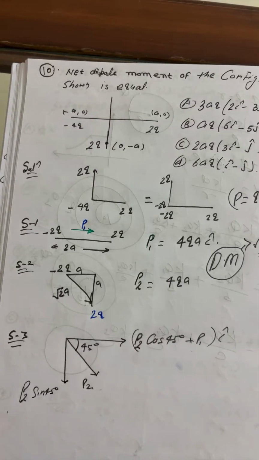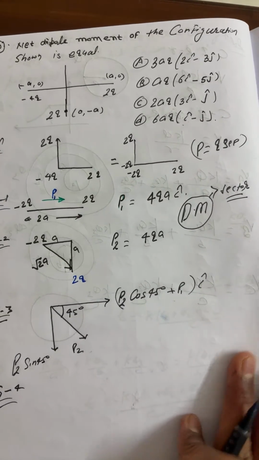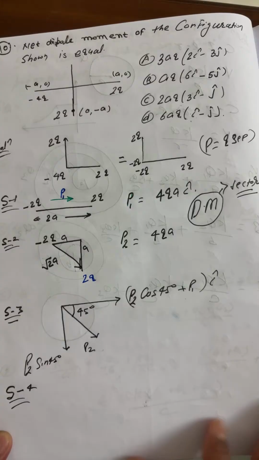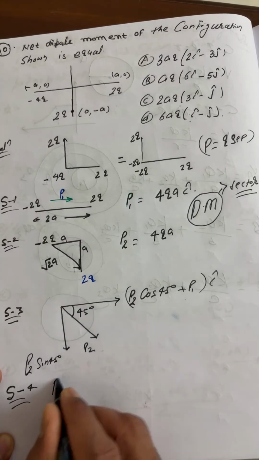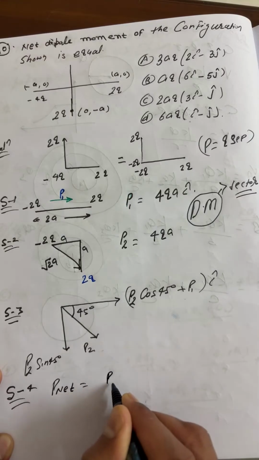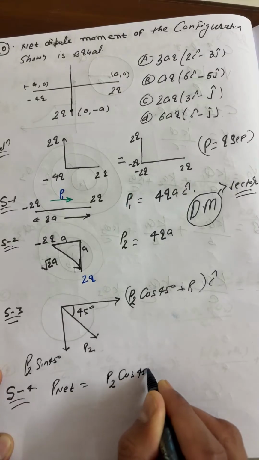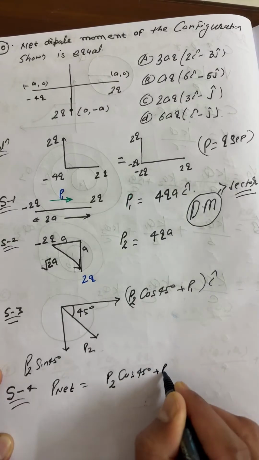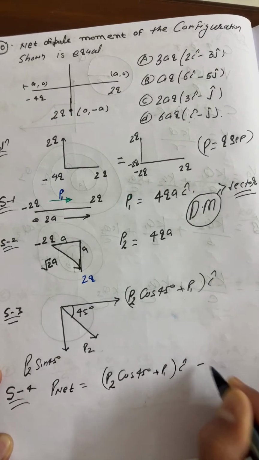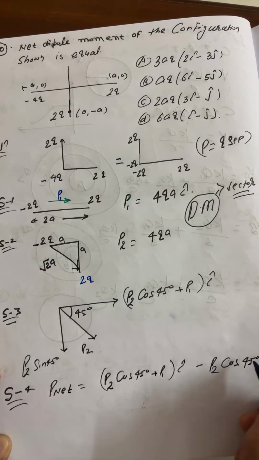So students, now I'm going to write the final answer of this question, because they ask what is the net dipole moment. Which is step number 4, my dear. For writing, dipole moment net is equal to P2 cos 45 degree i cap plus P1 i cap, minus P2 cos 45 degree.